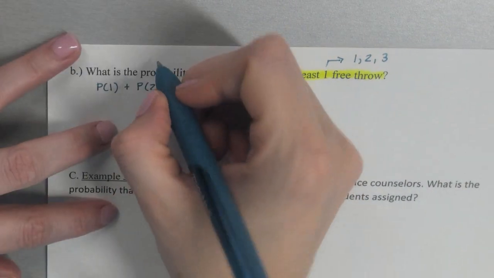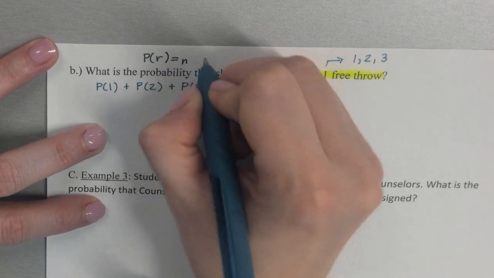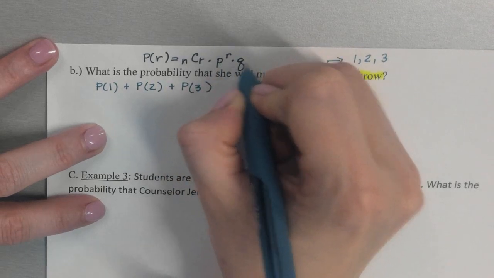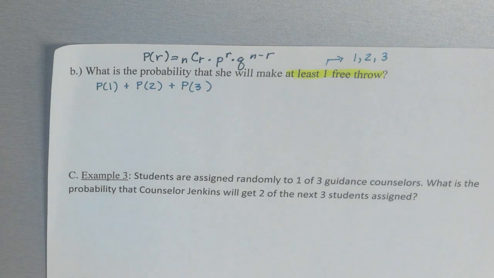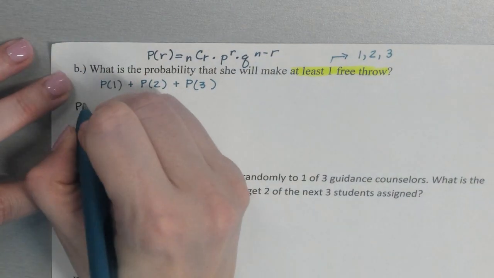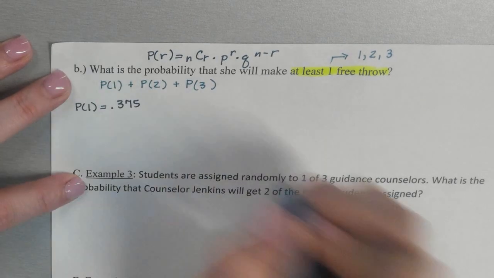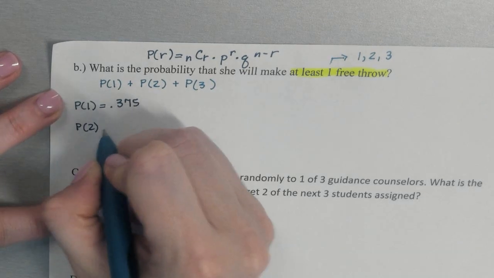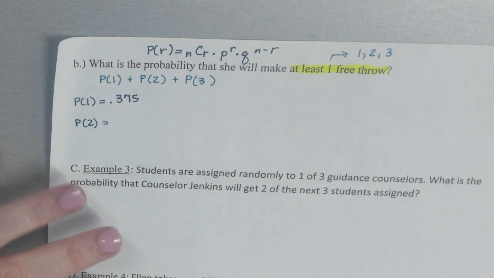So we're going to do P of R equals nCr times P to the R times Q to the N minus R. And then we've already found P of 1. So we did that in the first one, we got 0.375. So I want you to do the probability of finding 2 and the probability of finding 3. So most of your values are going to be the same.